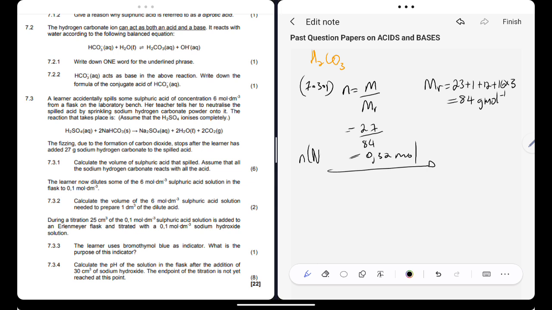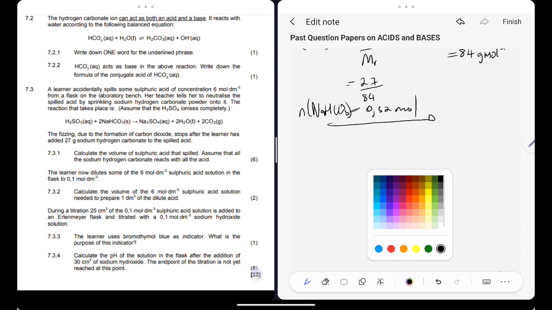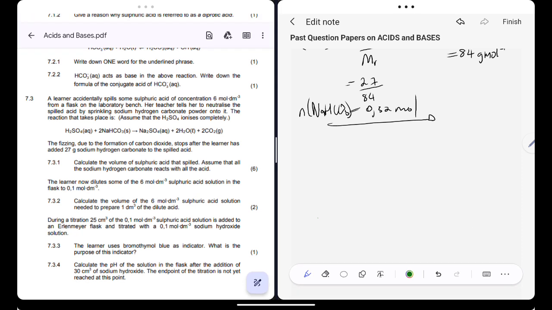The number of moles of the sodium hydrogen carbonate. But please, guys, remember that according to our balanced equation, I will need 1 mole of sulfuric acid in order for me to form products. Are you together? 1 mole of sulfuric acid should react with 2 moles of the sodium hydrogen carbonate.